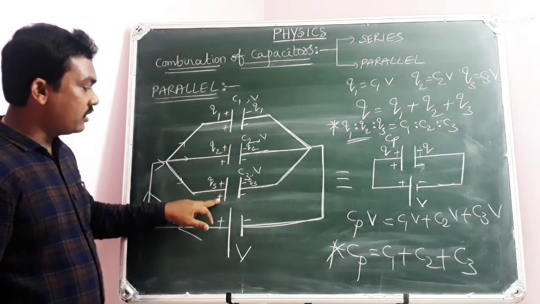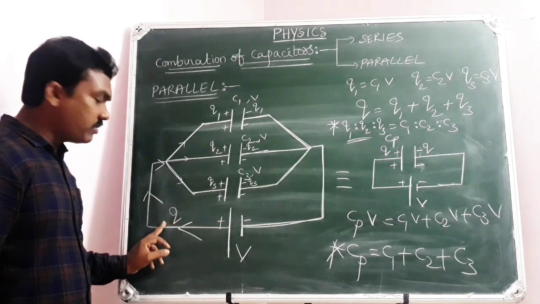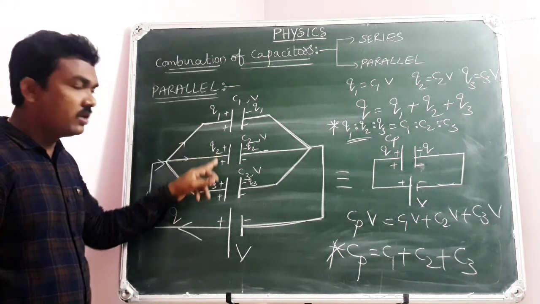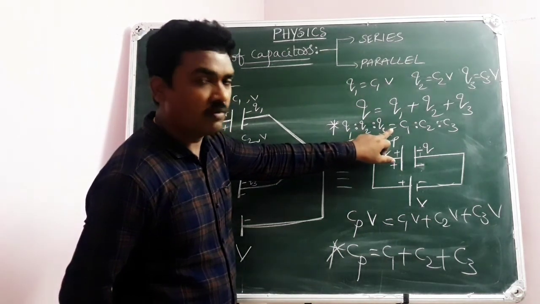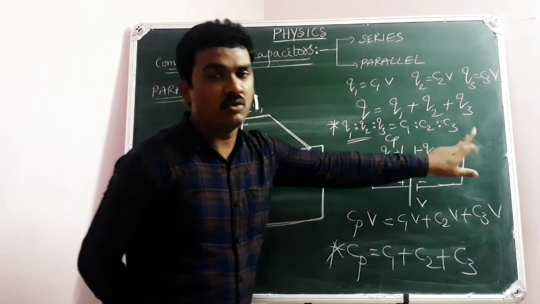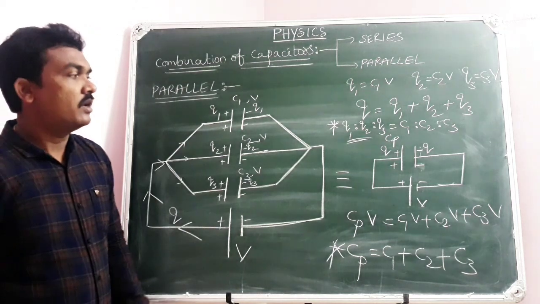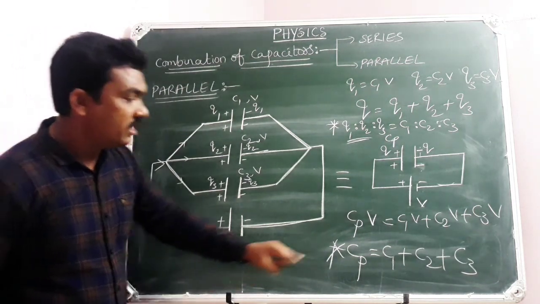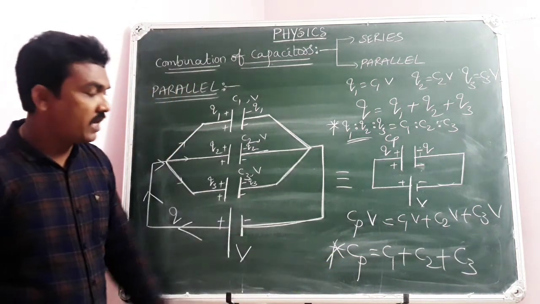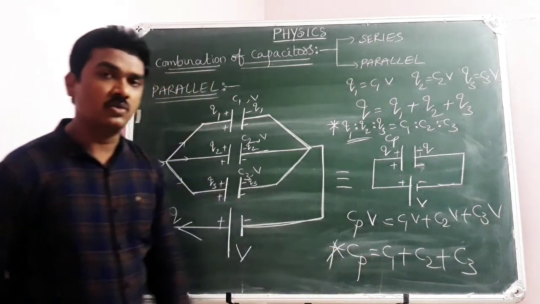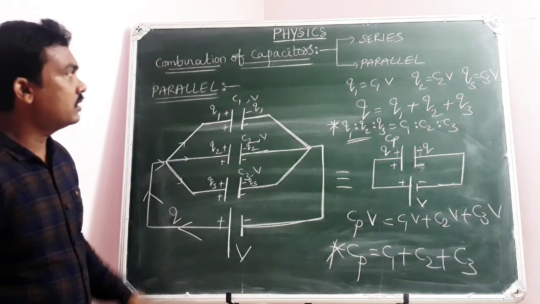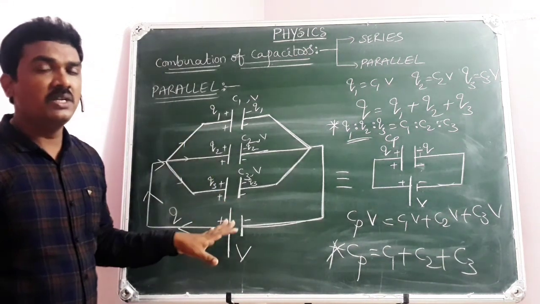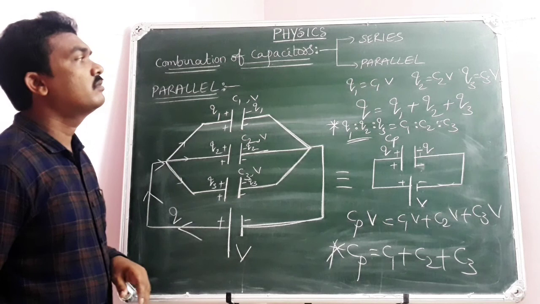In parallel combination, the total charge drawn from the battery will be distributed among the capacitors. The ratio of the charge distribution will be equal to the direct ratio of their capacities. And the last conclusion is, in parallel combination, the equivalent capacity will be equal to the sum of the individual capacities. This is all about parallel combination of capacitors.